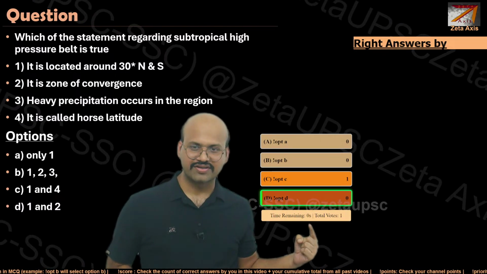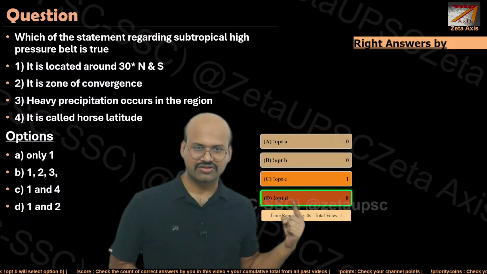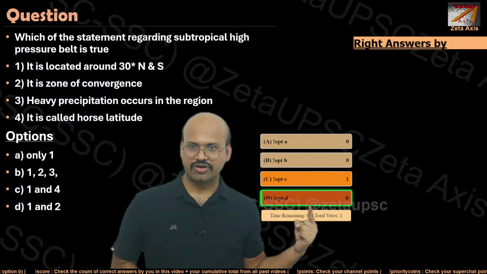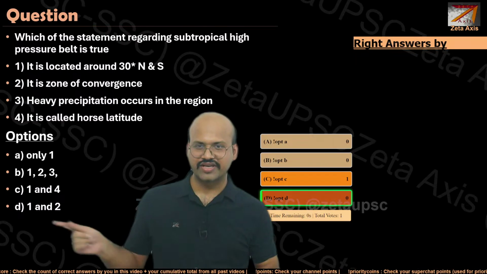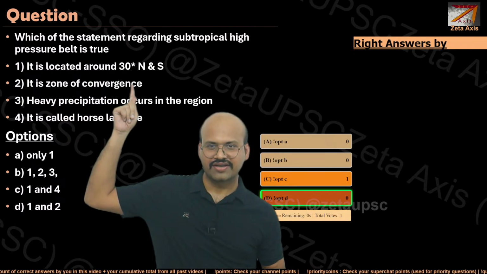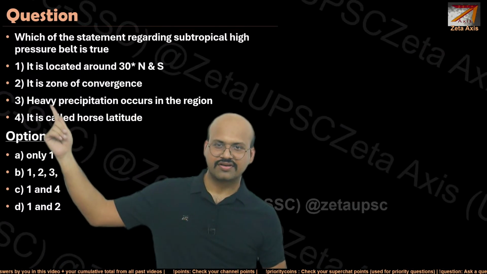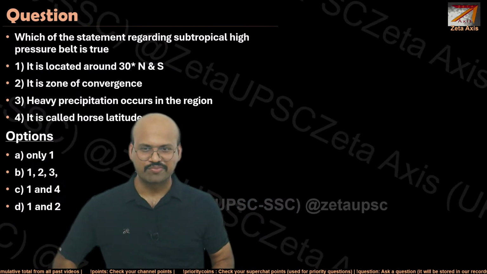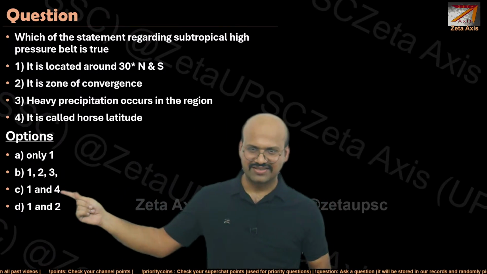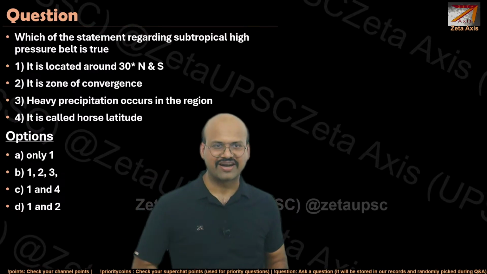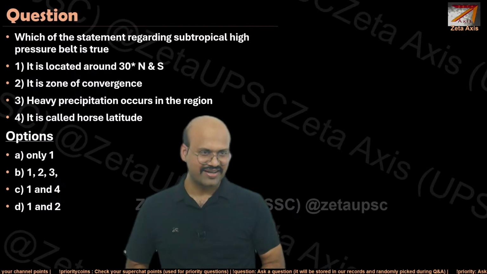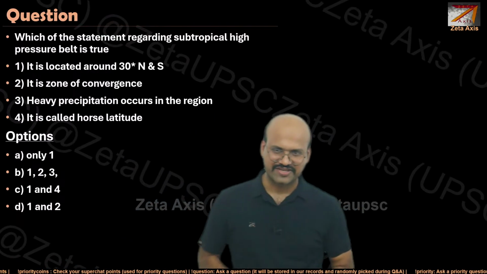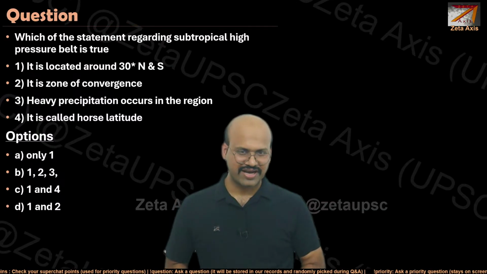You can see that the answer is option D. Now why is it option D? If you see option C, it is 1 and 4, so it is located around, yeah, I think I have input it wrong. You are right, the answer is C. There is some mistake from my side. I am also learning. This is my first live stream, so I will try to improve on that.